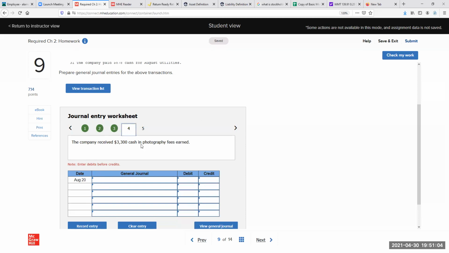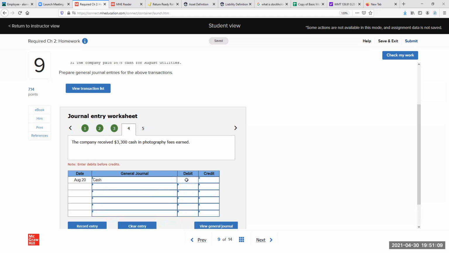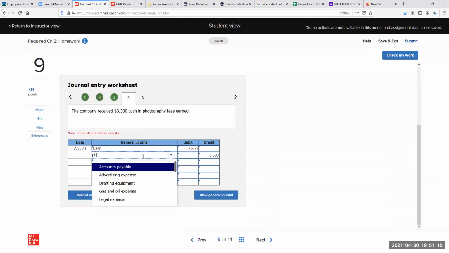All right. The company received cash. So now cash is going up. And why did you receive this $3,300 cash? Because of photography fees.